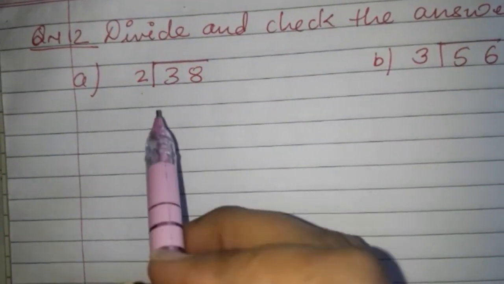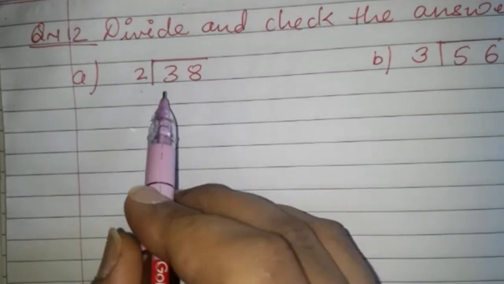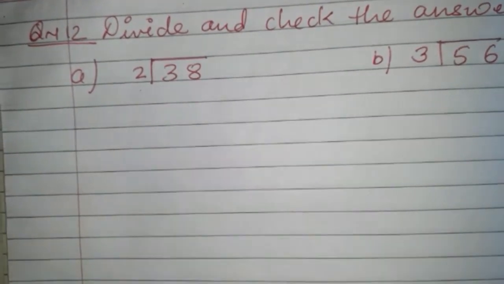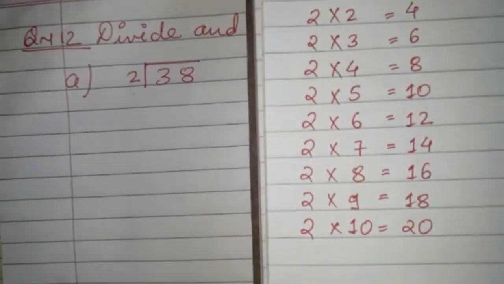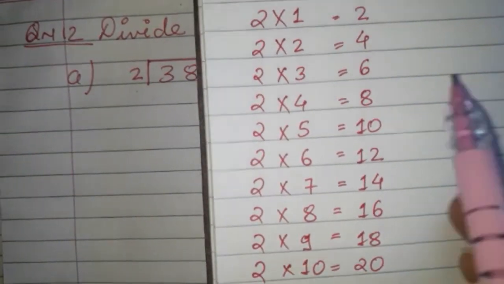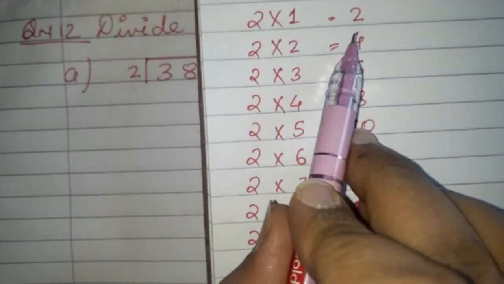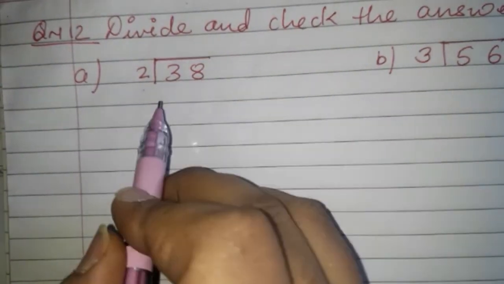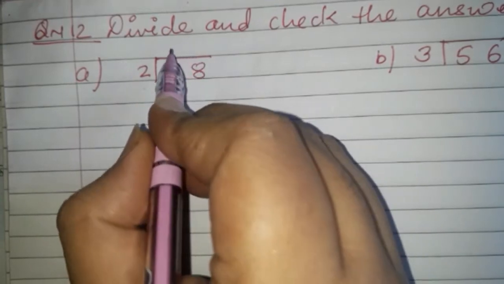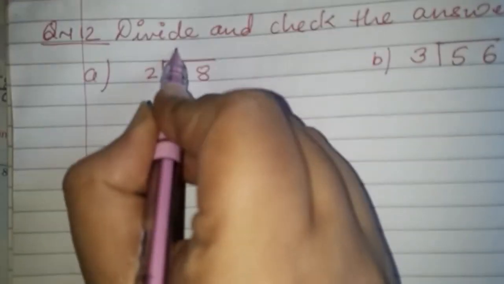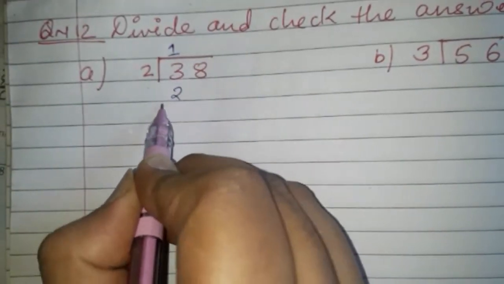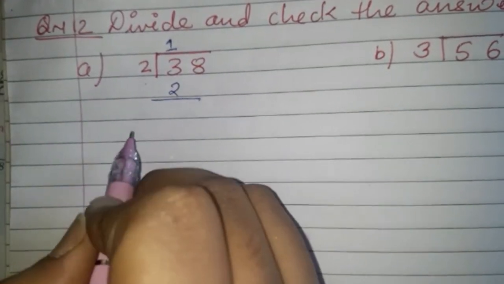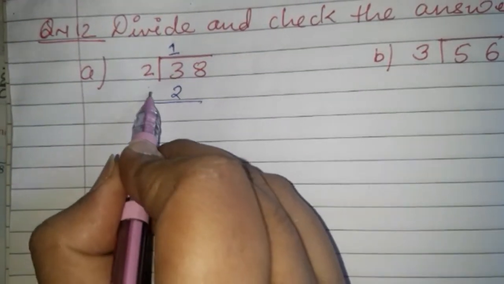We're going to divide 3 by a number smaller than it in the table of 2. Just check the number which is smaller than 3 in the table. Yes, that number is 2. So we'll divide 3 by 2, which comes 1 time in the table of 2. 2 ones are 2. The next step is we'll subtract the number.